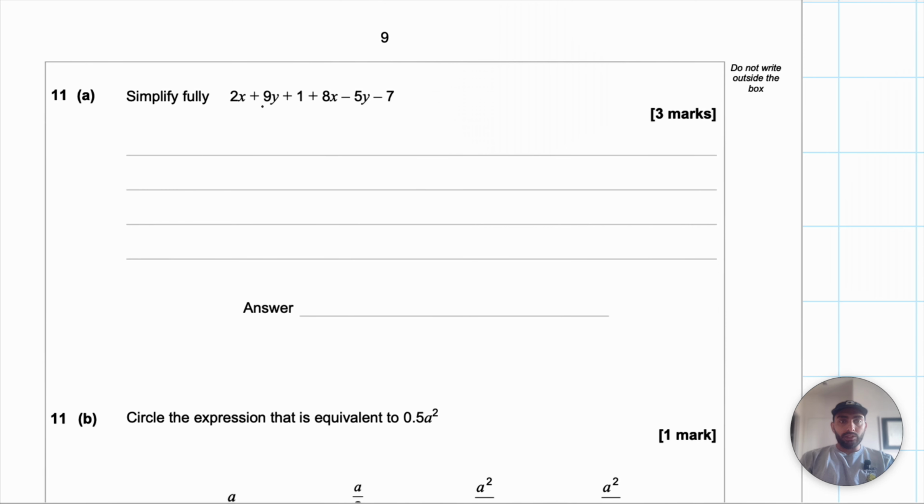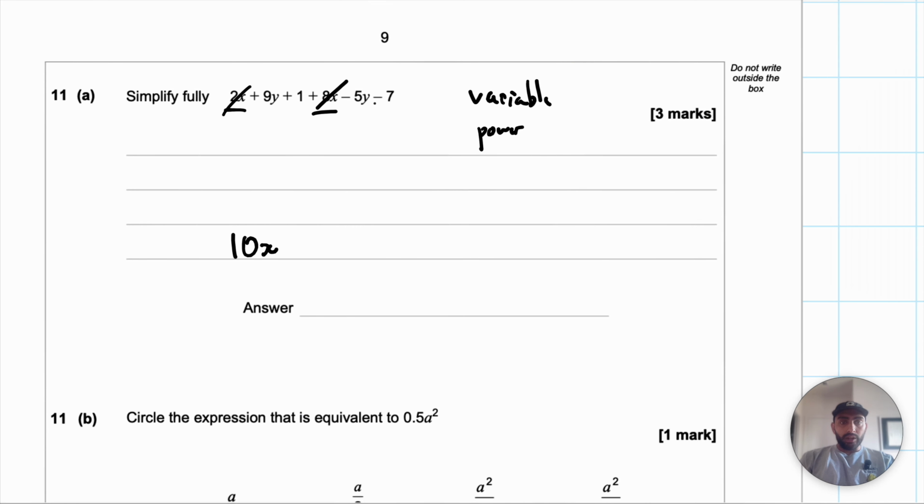Question 11. Simplify fully 2x plus 9y plus 1 plus 8x minus 5y minus 7. So whenever you're collecting like terms, you're looking for the same variable or the same letter and you're looking for the same power. So luckily, we're just comparing variables and constants here. So that means we're going to collect up all of the x's together, all of the y's together and all of the numbers that are on their own. So the 2x and the 8x will collect up. So I've got 2 lots of x plus 8 lots of x. That's 10x.